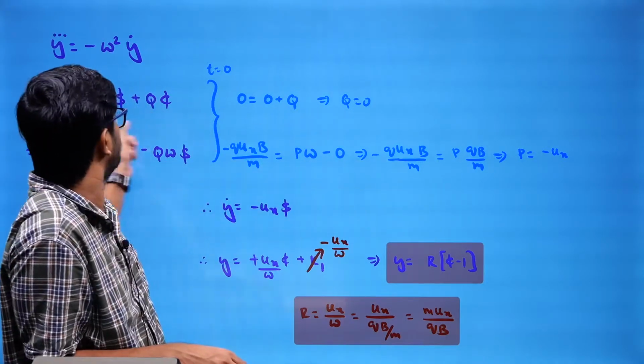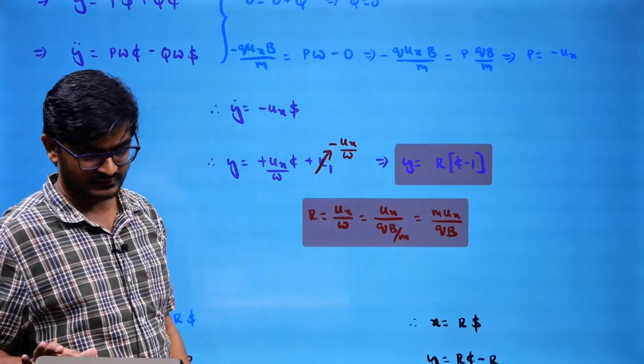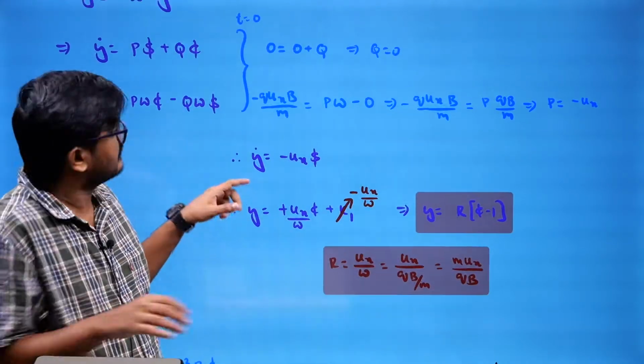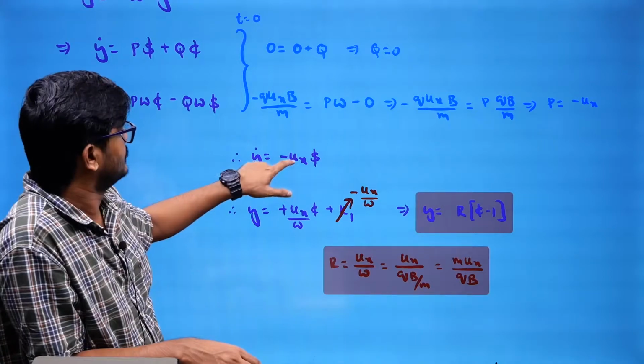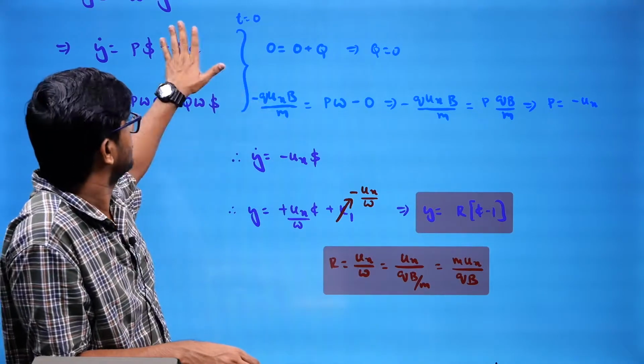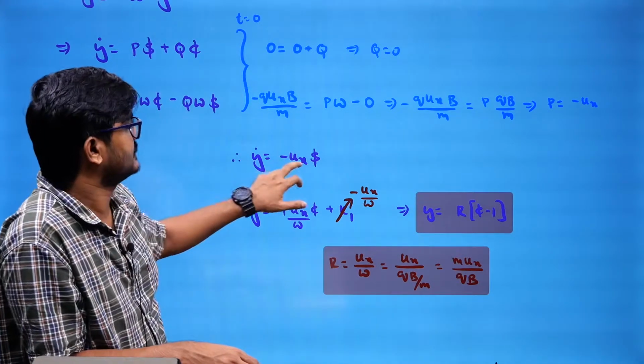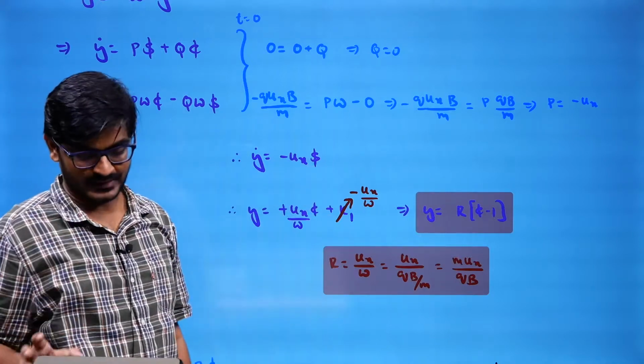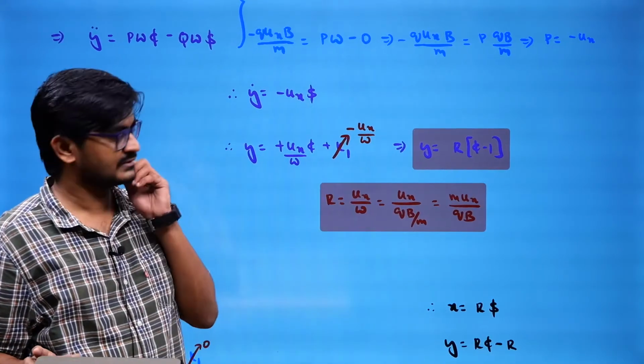So I know the solution of y dash, how much it is. Instead of P, I need to substitute minus ux. Instead of Q, I need to substitute 0. So this term is going to be 0. So this term is going to become minus ux into sin omega t.